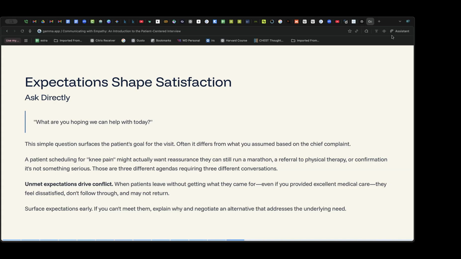Why? Because conflict and anger from patients always come from unmet expectations. And then you say, well, that's unfair, I never said that. Does it matter? That's what they understood. It's our job to set the expectation.